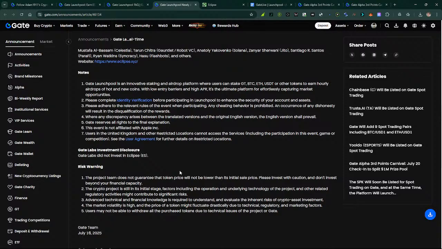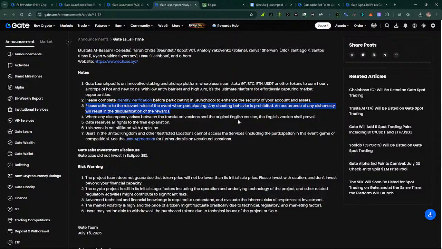We have notes and a risk warning, so let's go through them. Let's start with the third option, which is the most important one. Let me just highlight this one. Please adhere to the relevant rules of the event when participating. Any cheating behavior is prohibited, and occurrence of any dishonesty will result in the disqualification of the rewards.